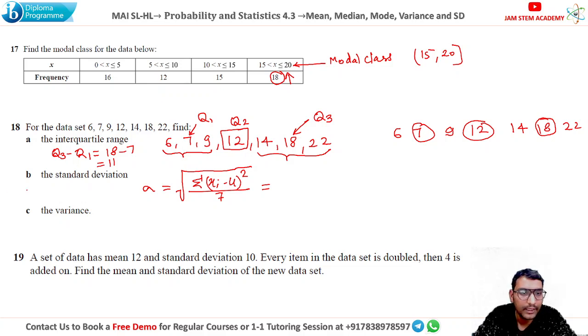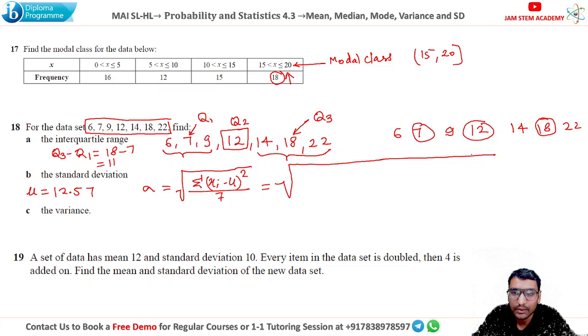Here, the mean of this data set is 6 plus 7 plus 9 plus 12 plus 14 plus 18 plus 22. Total 7 terms are there. So I got 12.57 something. Now I have to subtract 12.57 from each of these, and that gives me the standard deviation, divided by 7.